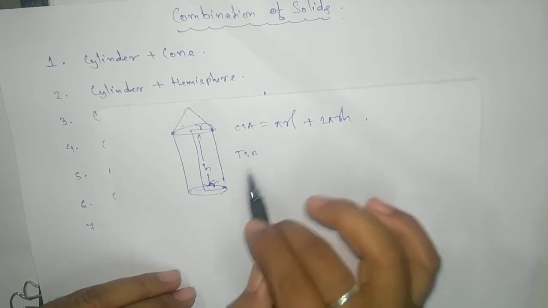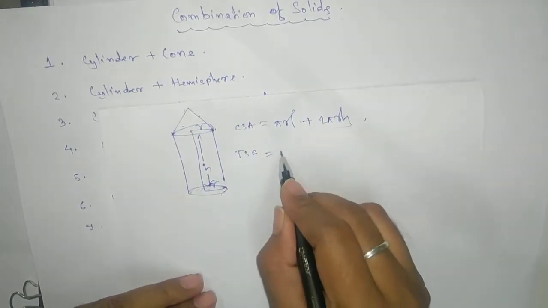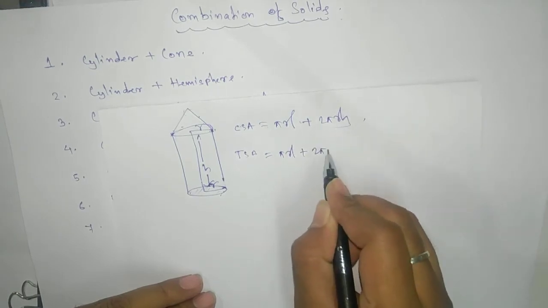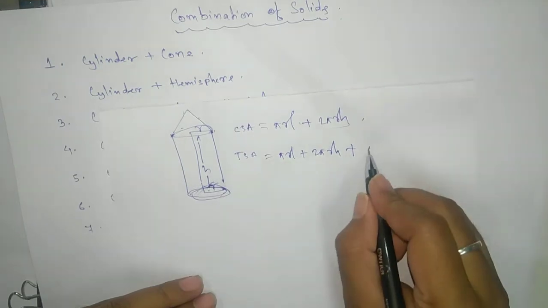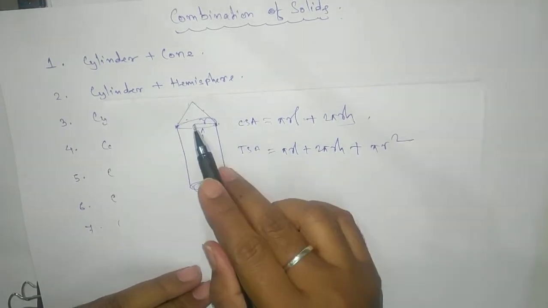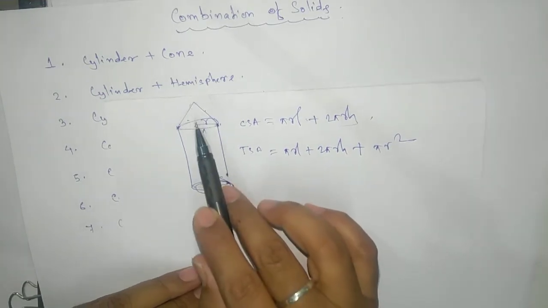Now you need to find the total surface area. What we're going to do, we'll keep this one the same, that is pi RL plus 2 pi RH. Now what is the extra part? This base is what? Pi R square. Remember, we're not going to add this pi R square because it is inside of the solid figure.